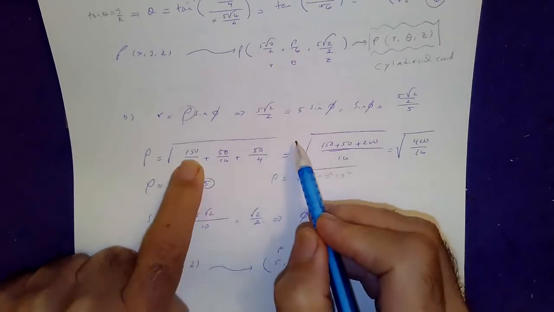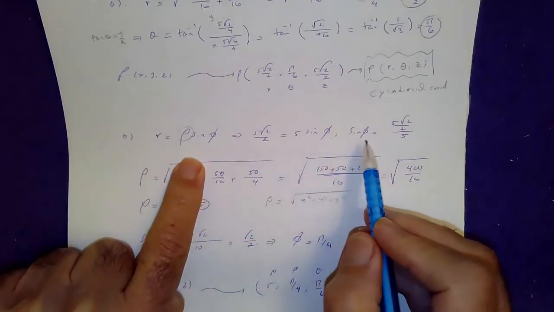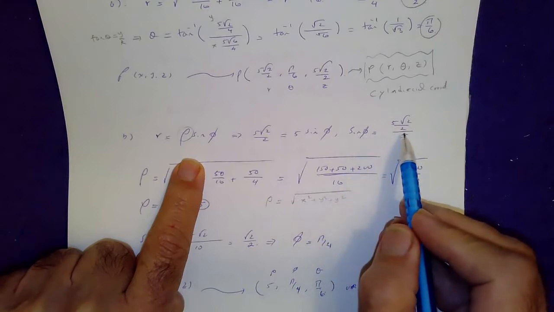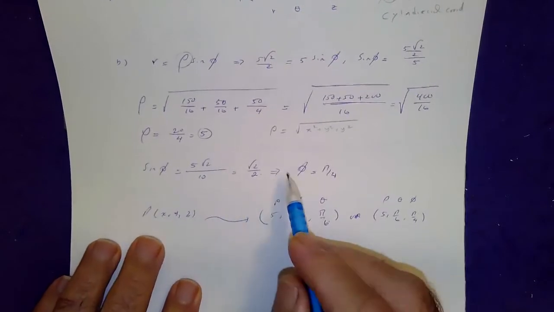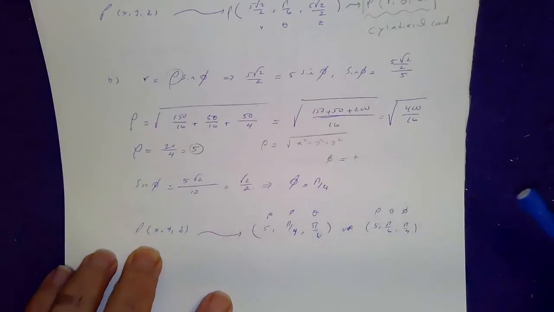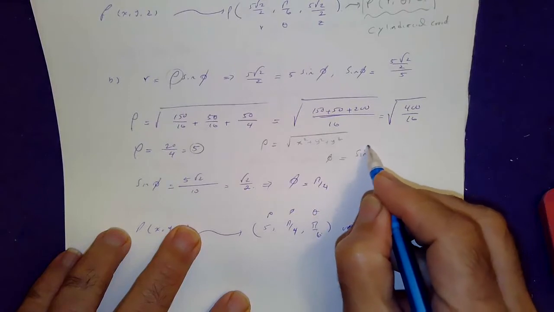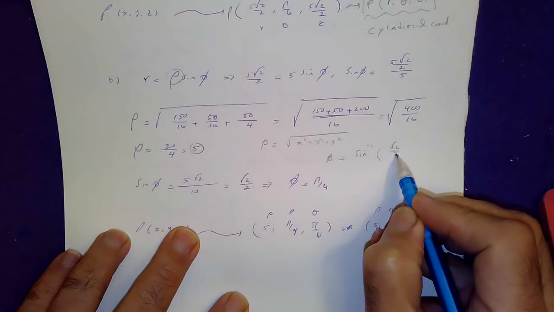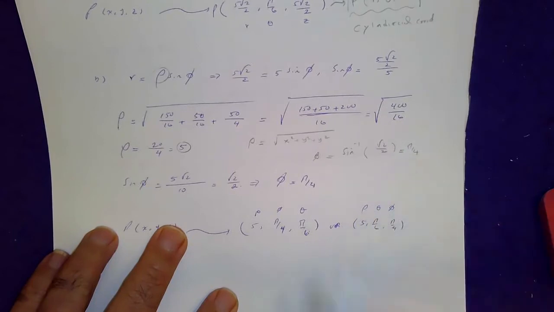Okay, so I got the rho, I got the r from here. So now I can solve this equation for phi, because sine of phi is this guy divided by 5, so phi is going to be sine inverse, is that right? Sine inverse of that guy, which is the square root of 2 over 2. But that's exactly the same as pi over 4.